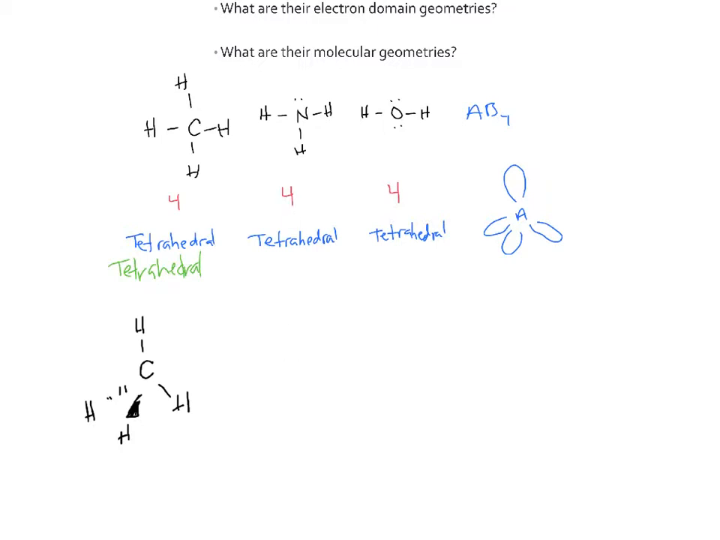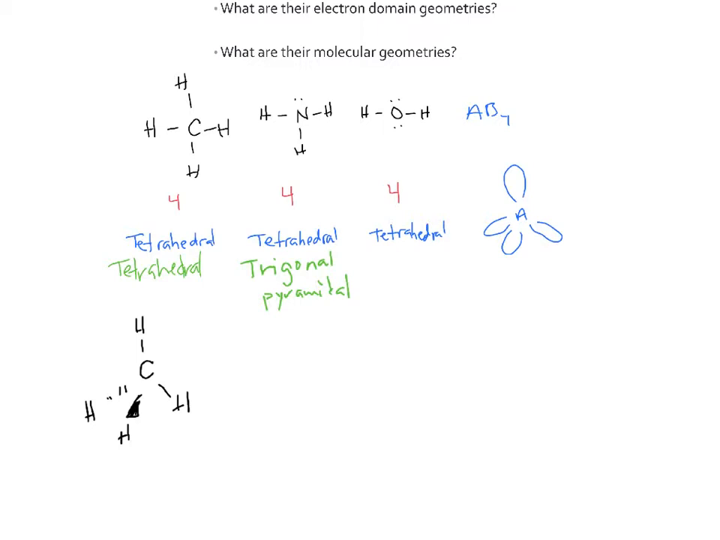If you look at your sheet that tells you all the geometry names, for 4 electron domains, 3 of which are bonded and 1 of which is a lone pair, so 3 and 1, that's going to have the name trigonal pyramidal. Notice it's not bipyramidal. This is the molecular geometry name, trigonal pyramidal.